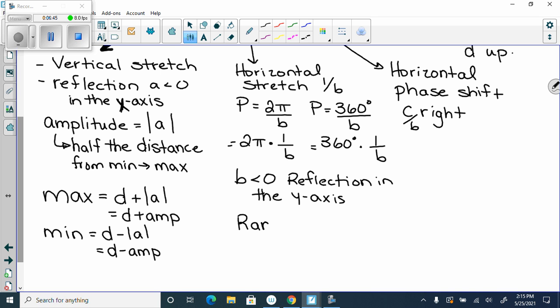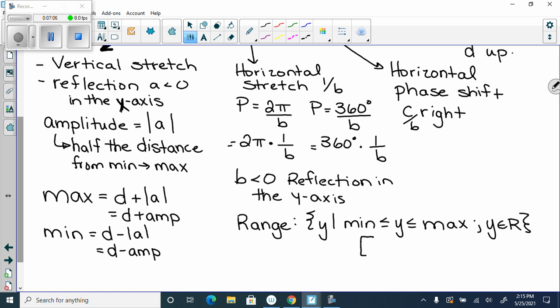So range. How do I get the range of a graph? So y such that the minimum is less than or equal to y is less than or equal to the maximum. In set notation. In interval notation, it would just be square bracket, minimum, comma, maximum, square bracket.